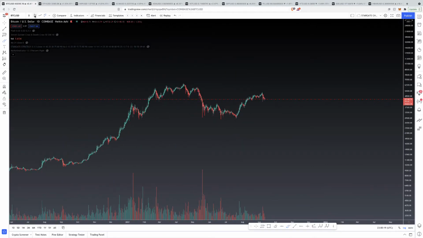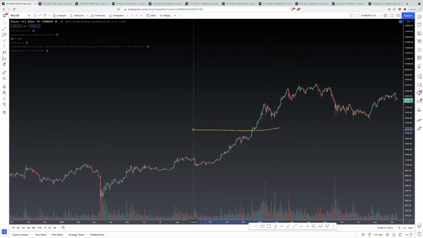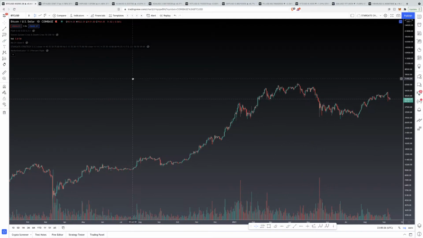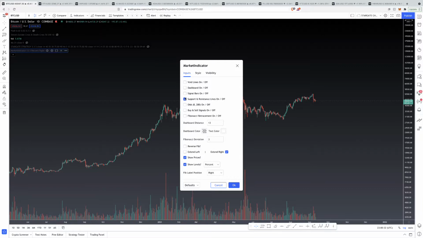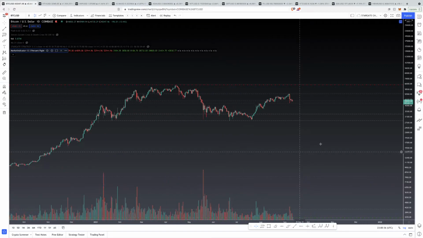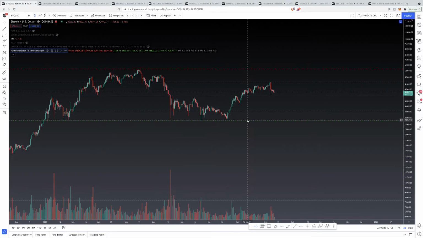So I'm going to go with the regular candles for this, so we can label some support and resistance levels. So with the new indicator, the bonus one, the market indicator right here, we can turn that on, go to the settings, and we can click support and resistance lines, and it will automatically draw it in for us. So we see right here that the green dotted horizontal lines are support, the red dotted horizontal lines are the resistance.